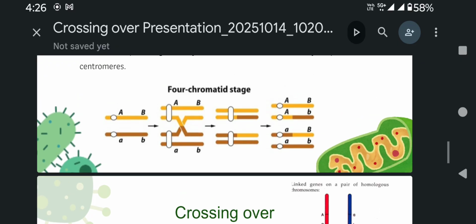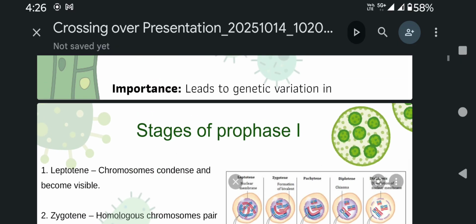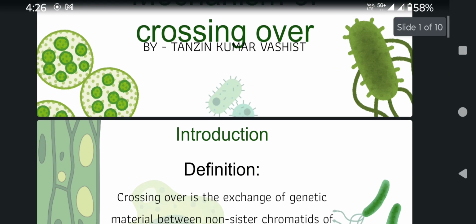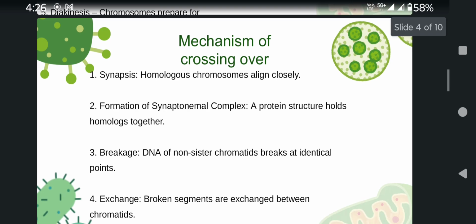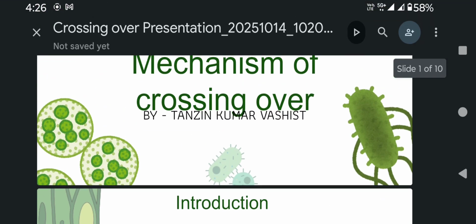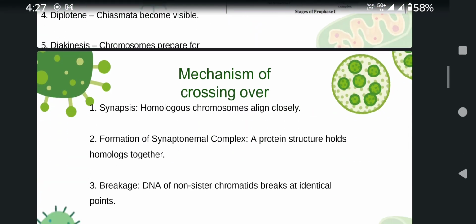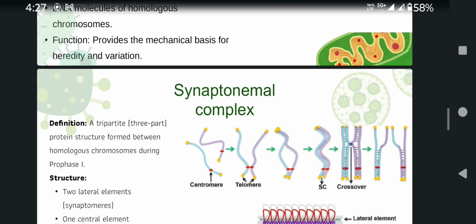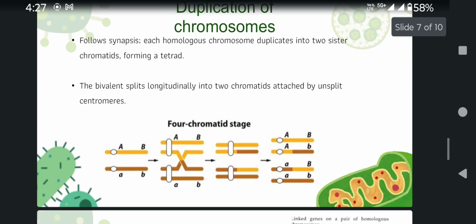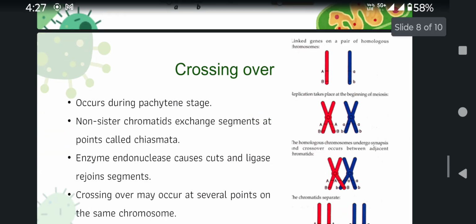So complete lengthy questions about crossing over can come, and you can attempt the full mechanism of crossing over in length. And some short answer type questions can also come from this part, such as define crossing over, or in which stage crossing over occurs, and name the enzyme which helps in cutting of the segments, and name the enzyme which helps in joining of the segments, and what do you mean by synaptonemal complex, and draw the diagram of the synaptonemal complex.